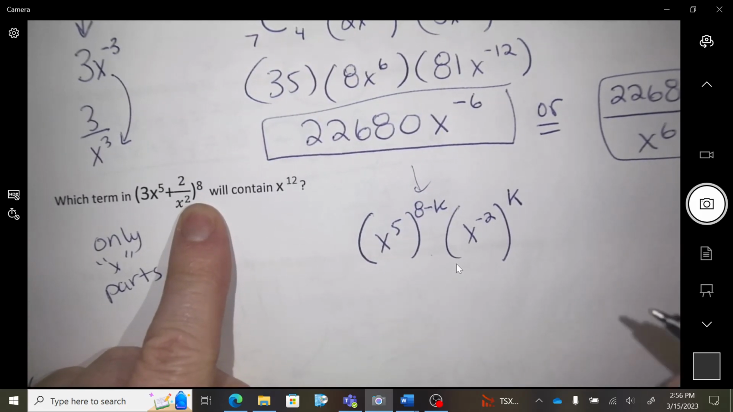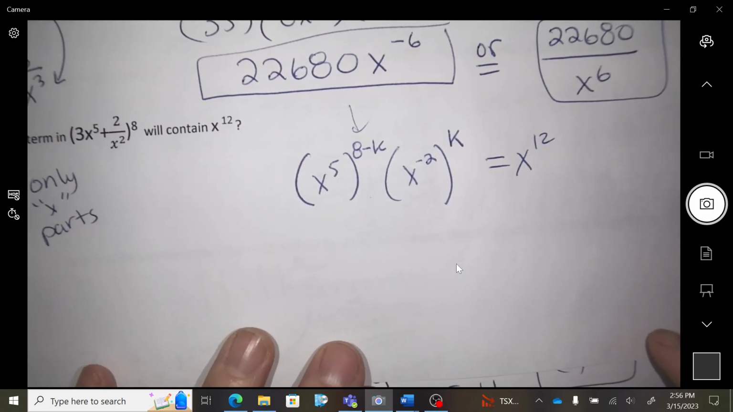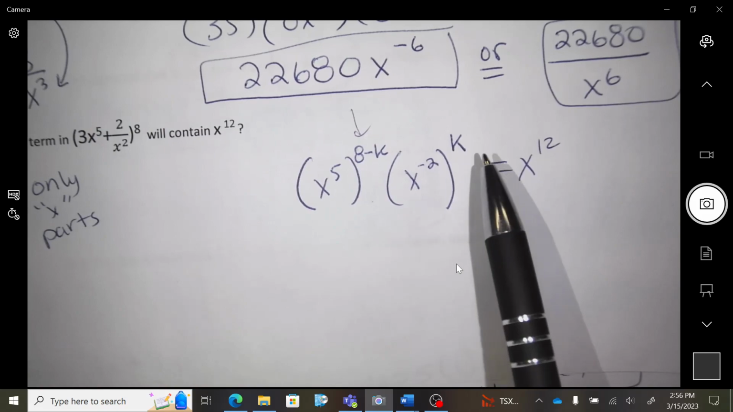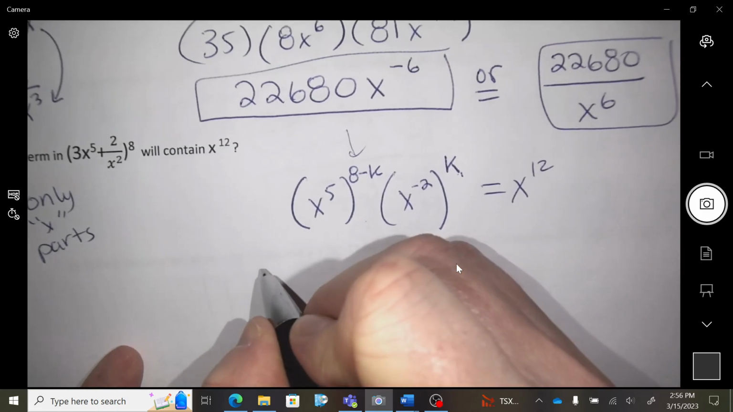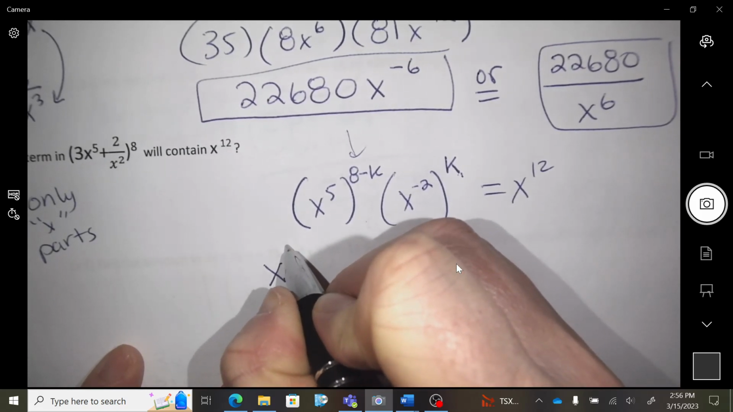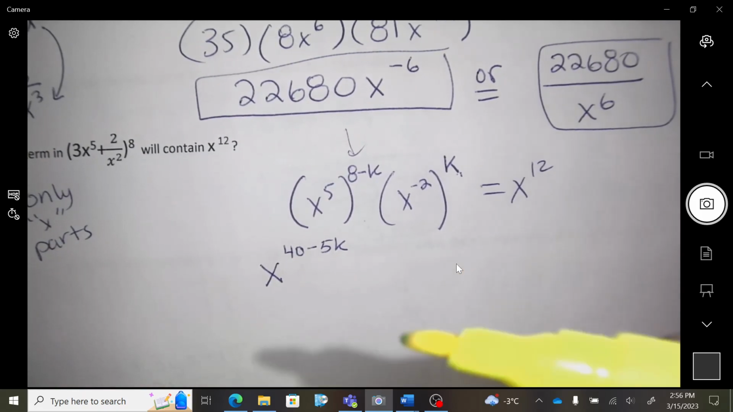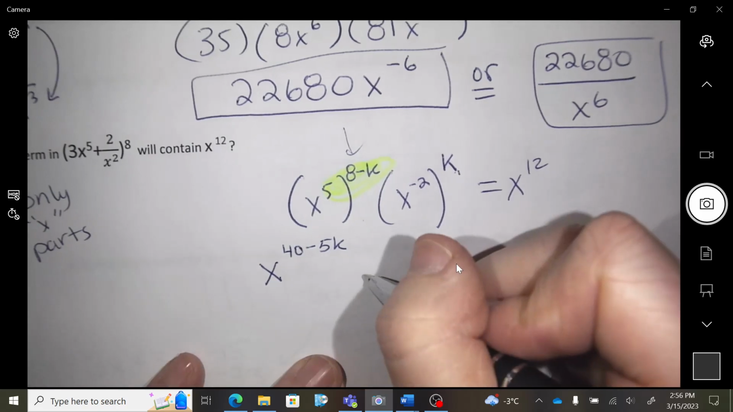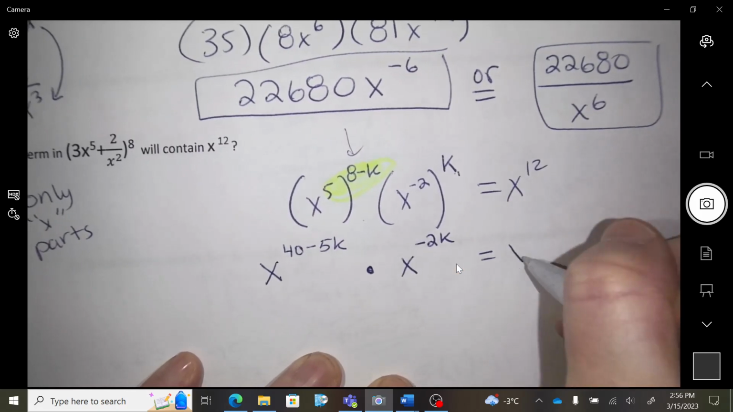Out of all those x's, I want to end up with an x to the 12. That's the goal, right? So I only took the x portions, and this time, instead of knowing the term number, I want to figure out the term number. Okay, so this is an x to the 40 minus 5k. See what I did there? I multiplied that, right? Because that's the rule. Times an x to the negative 2k.